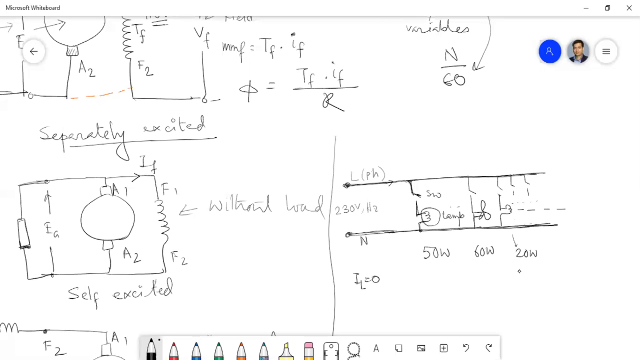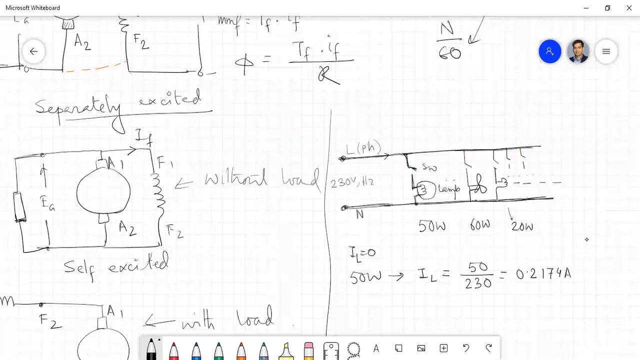Right? When we switch on this 50 watt lamp, how much current will flow? 50 divided by 230. So how much is it? 0.217. Correct, only a fraction of an ampere of current.